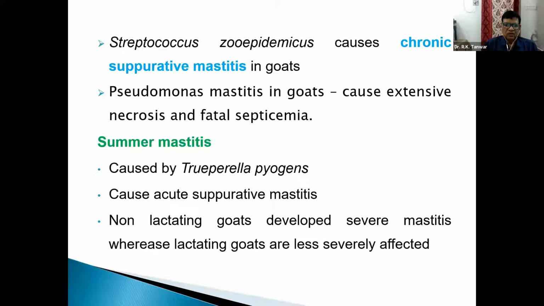Then Streptococcus zooepidemicus causes chronic suppurative mastitis in goat. Pseudomonas mastitis in goat causes extensive necrosis and fatal septicemia. Summer mastitis is caused by Pasteurella multocida, causing suppurative mastitis in non-lactating goats. Now this is the difference: non-lactating goats develop severe mastitis, whereas lactating goats develop less mastitis as far as Pasteurella is concerned.